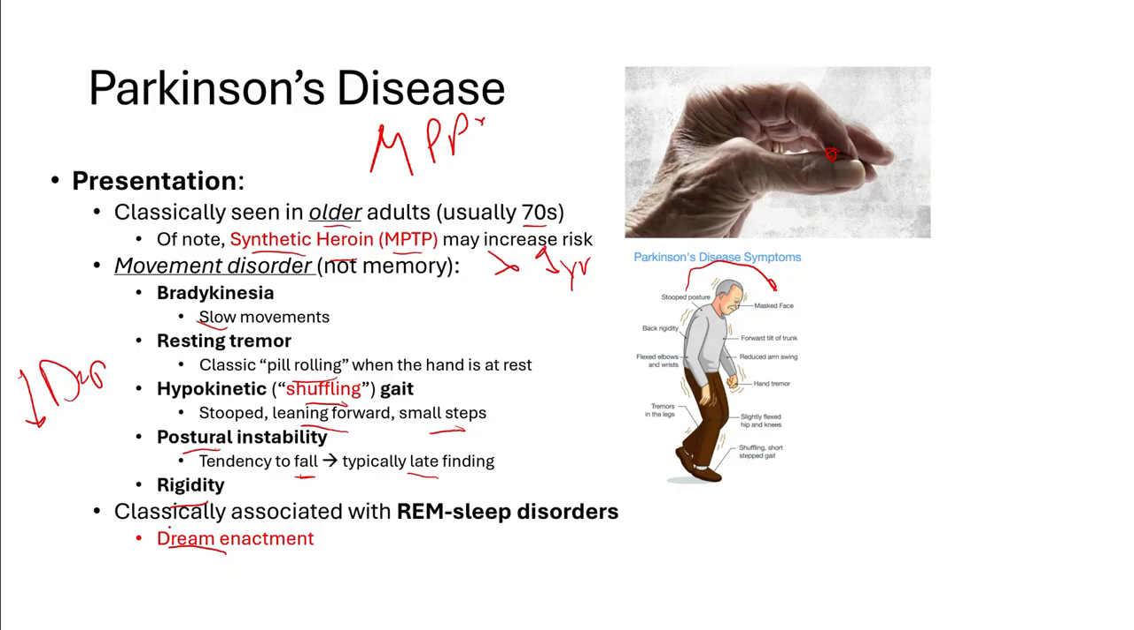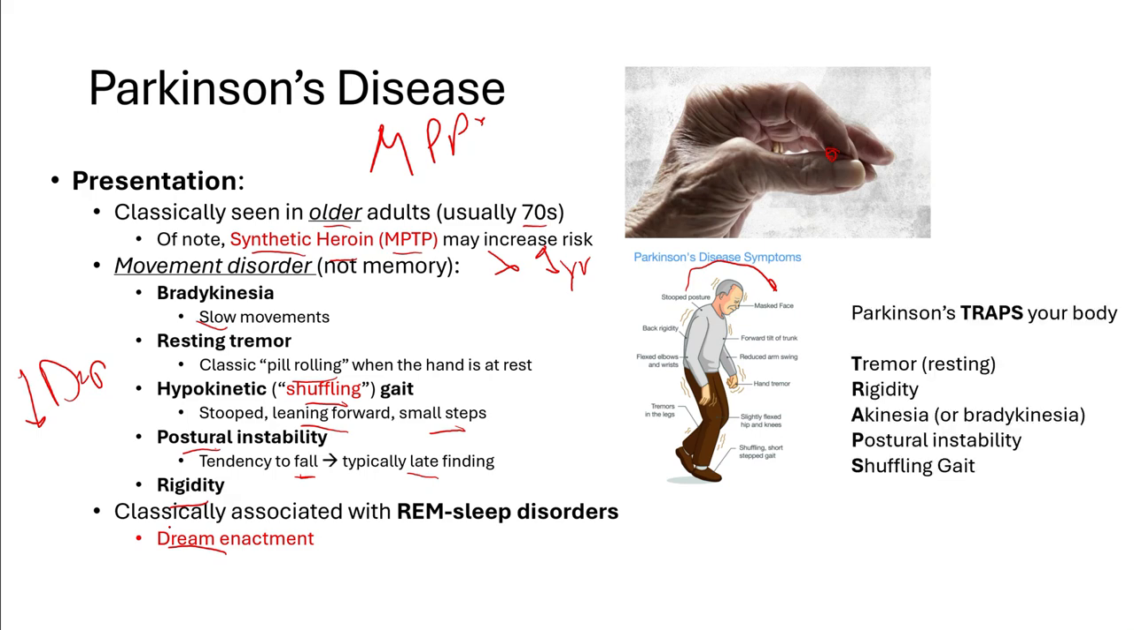A mnemonic to help remind you of this classic presentation is that Parkinson's TRAPS the body, where the T stands for tremor, specifically resting, R for rigidity, A for akinesia or bradykinesia. Akinesia means no movement, bradykinesia means decreased movement. Postural instability is the P, and then S is for shuffling gait.